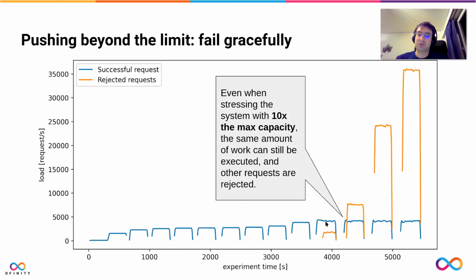So once you reach a point where you start rejecting things, you can still continue processing the same amount of messages successfully. It's just that the rest immediately gets rejected so that they don't spend a lot of resources.